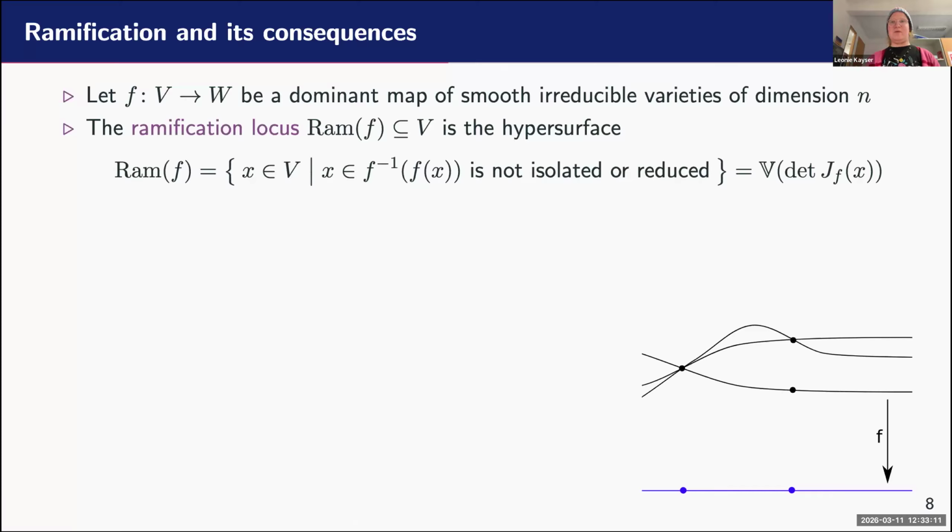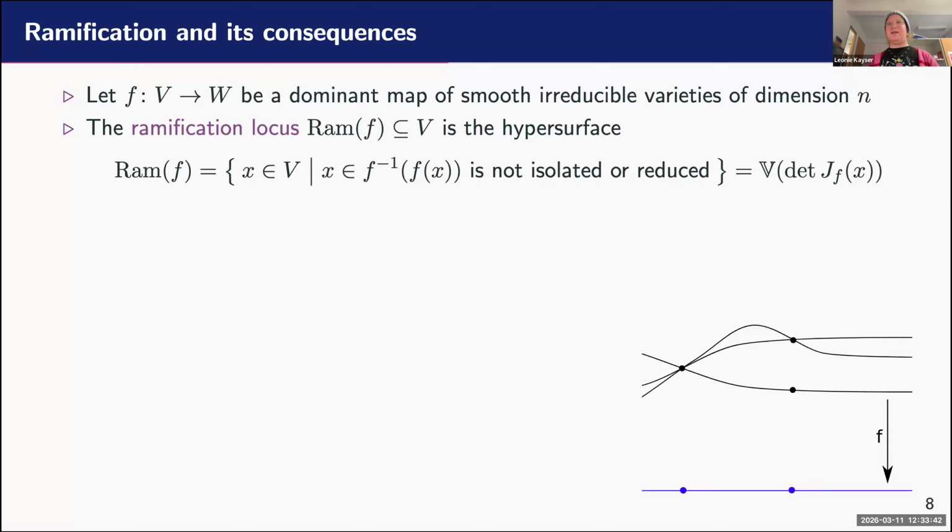So the fiber just means we apply the map, go to the bottom, and then we take the preimage back again. So either you're isolated in the preimage, or you're not isolated, which means that you're part of a positive dimensional component containing your point X, or you are isolated, but you are part of multiple points. So a point of multiplicity or a ramification point. This is what the ramification locus is.